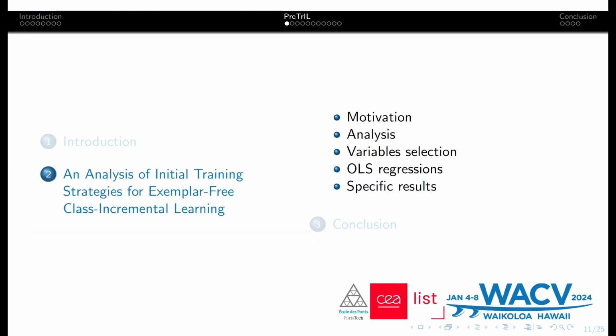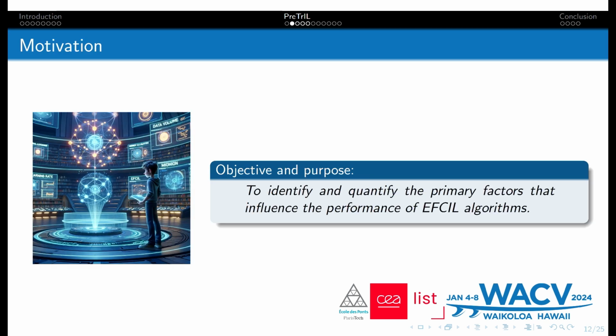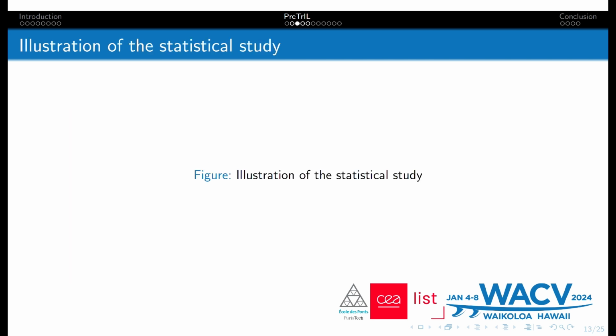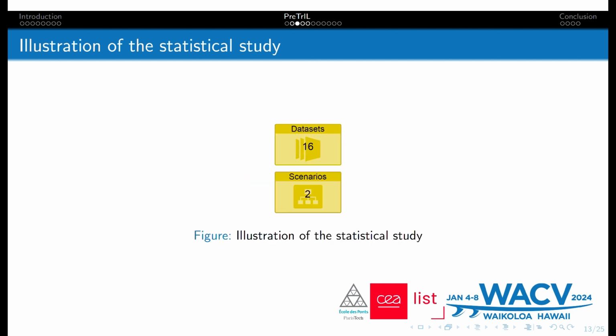Now let's delve into the details of the study. So our objective and purpose was to identify and quantify the primary factors that influence the performance of FSIL algorithms. So I'd like to illustrate the statistical study. We have our dataset that we previously introduced.